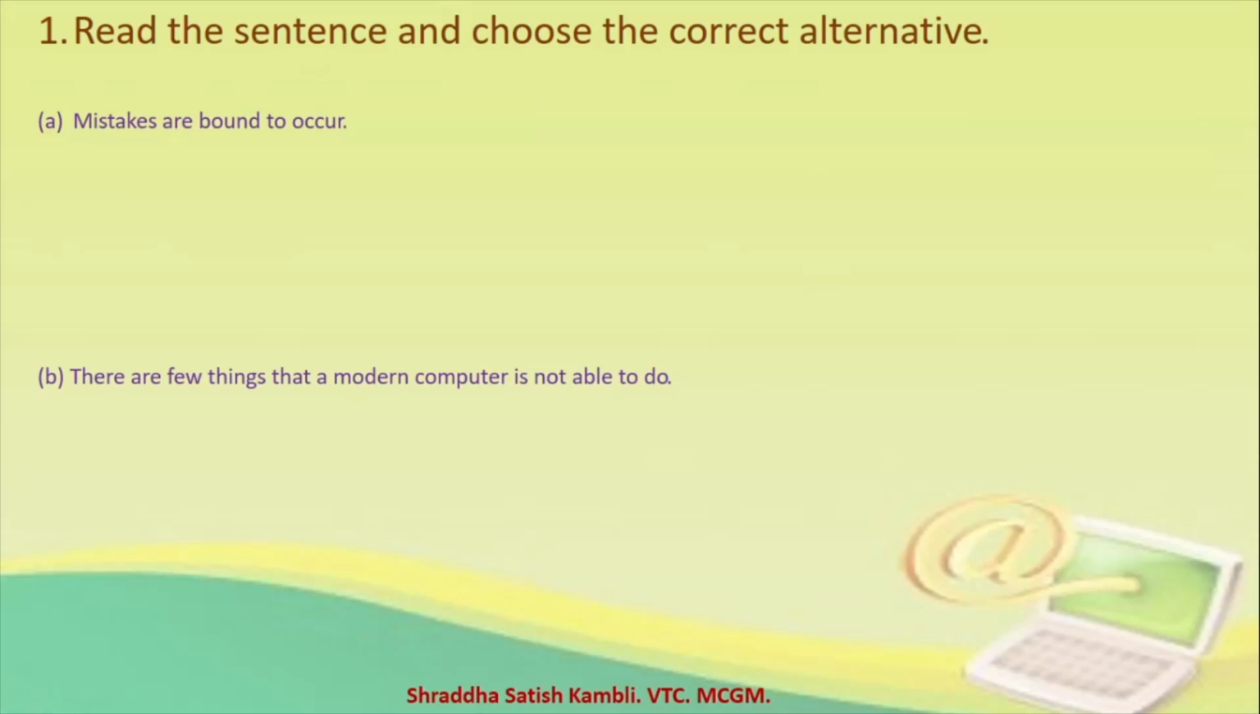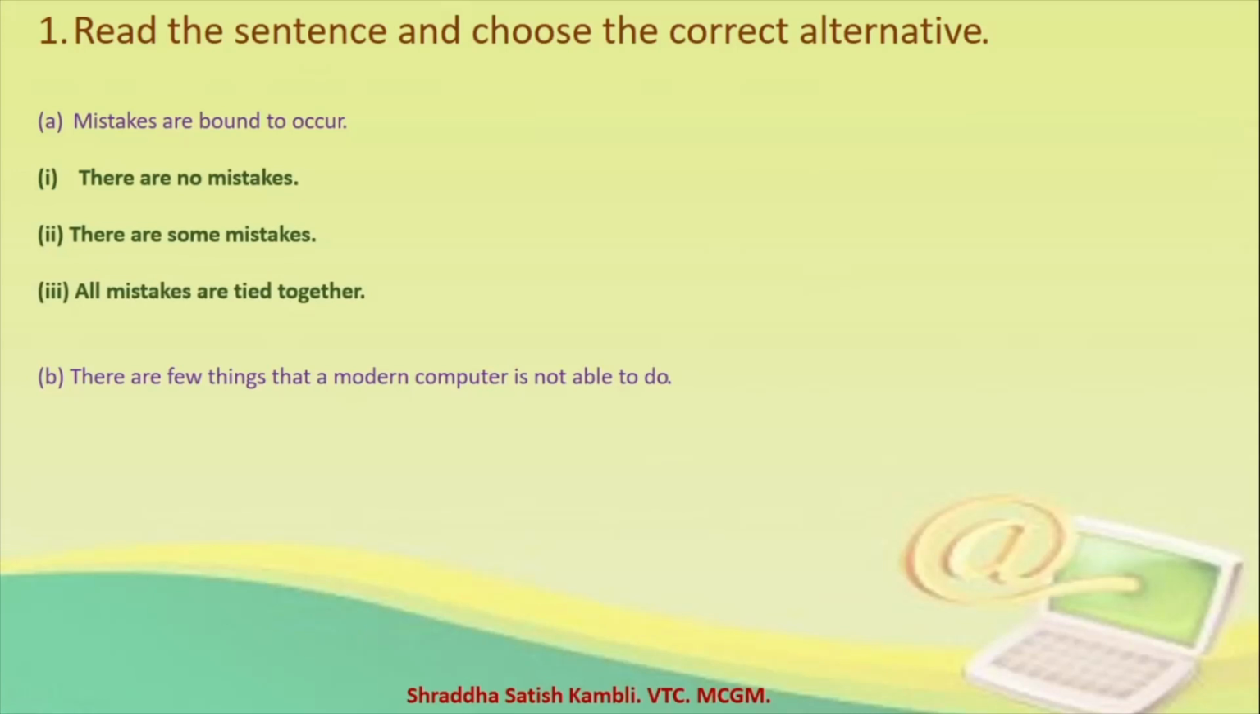So mistakes are bound to occur. What is the meaning of mistakes are bound to occur? Does it mean there are no mistakes? Does it mean there are some mistakes? Or does it mean all mistakes are tied together? What do you think? Mistakes are bound to occur means there are some mistakes.